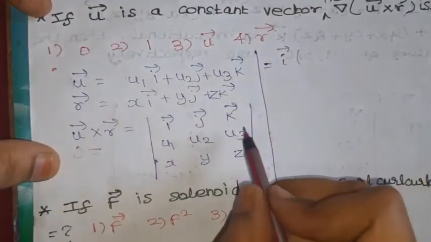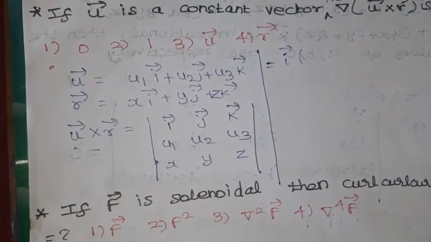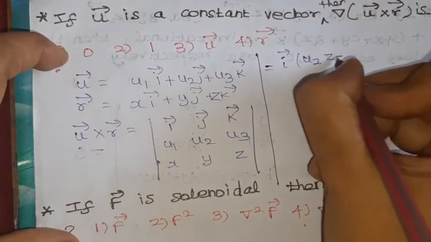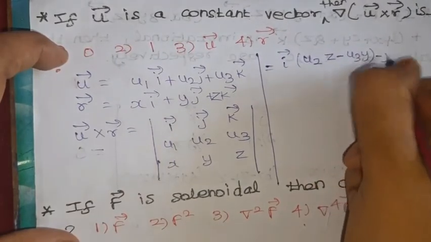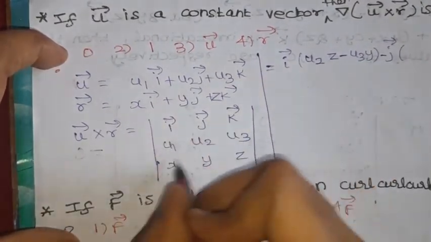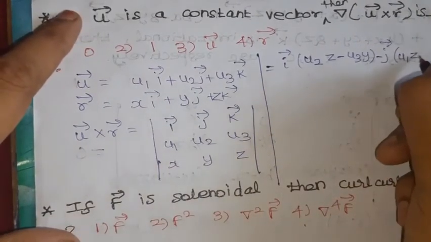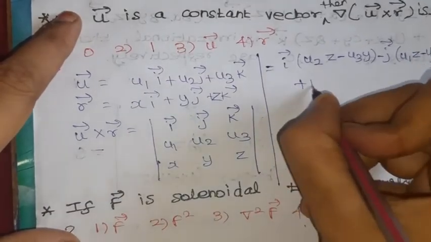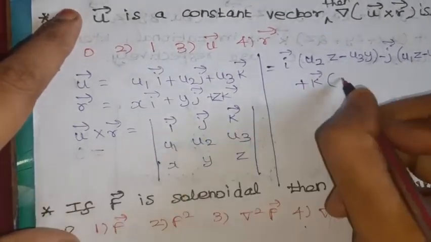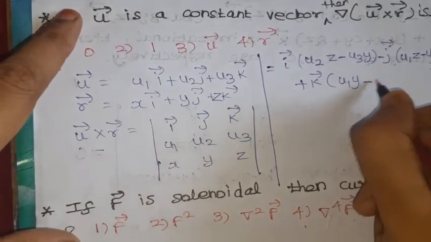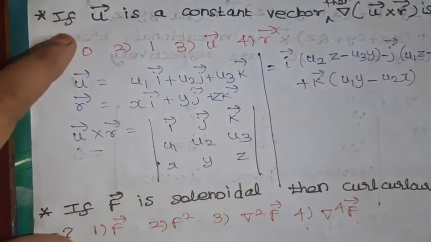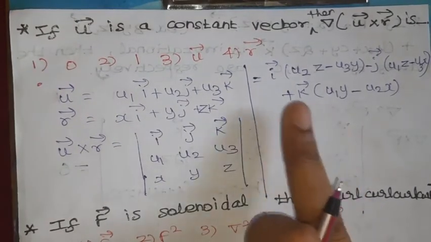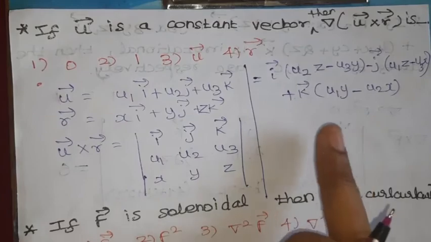i into (u2z minus u3y), minus j into (u1z minus u3x), plus k into (u1y minus u2x). Okay, so this is u cross r.